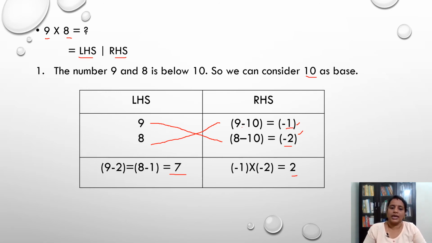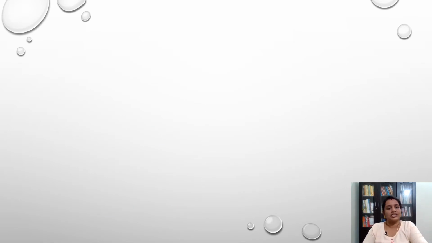Okay. So my answer for my LHS is 7 and my RHS is 2. What I have to do next? I have to give the answer by directly writing my LHS and RHS. So 9 into 8 is equal to 72. Okay. What's the next sum? 8 into 7.